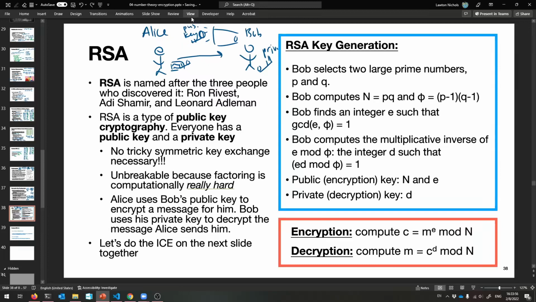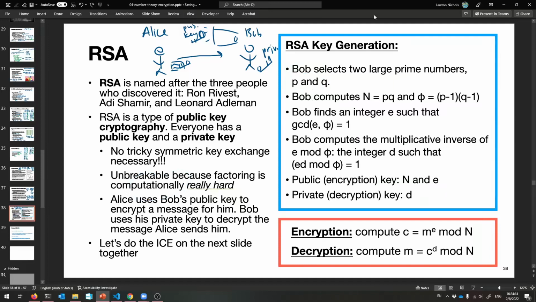How does this work? Here it is. All right? Here is RSA. Here's how you generate a public key and a private key. So what Bob does is he selects two very large prime numbers. This will allow it to be very, very hard to factor. P and Q. So those are my prime numbers.